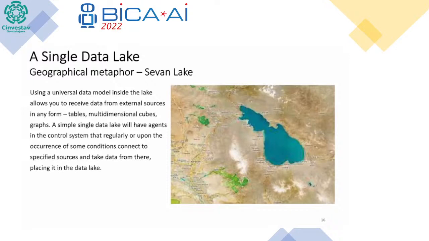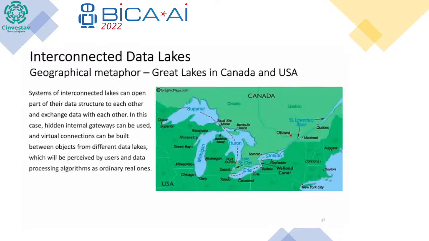In the next part of my presentation, I will tell a little about the geographic metaphor of the data lake. The first metaphor is a single data lake. An example of it is Sevan Lake. This is a simple single data lake that has agents in a control system and works only in this data lake. The second geographic metaphor is interconnected data lakes, for example, the Great Lakes in Canada and the USA.